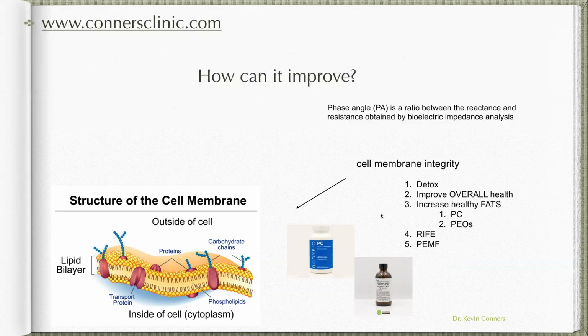And again, the negative of it is you're not going to change that phase angle quickly. So you're not going to say, I'm going to change my diet and change everything and add a Rife and PEMF, and my phase angle is going to go from 5.5 to 7.0 in a month. It just doesn't do it that way. It takes time to change your cells, and you have to be patient and start doing the right thing.